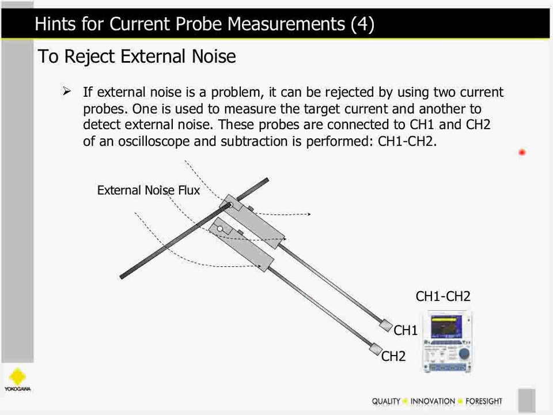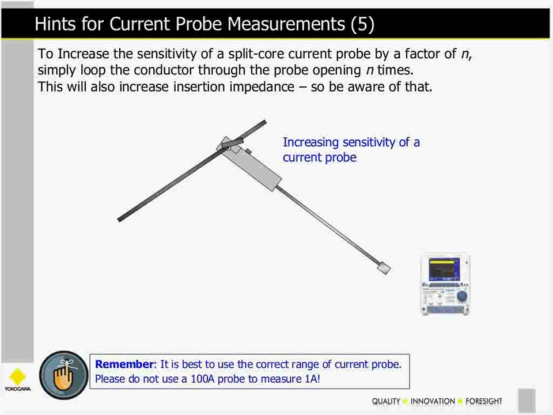And here's another tip. Many of you are aware of this already. You can pass your conductor through the core of your current probe several times. Each time you do it, it will add one insertion impedance to your device under test, so be aware of that. Usually passing it through there one or two times is sufficient.